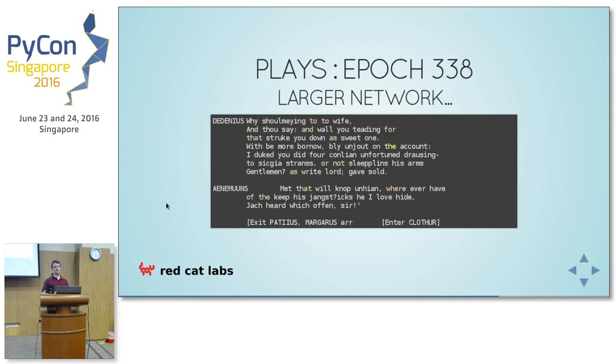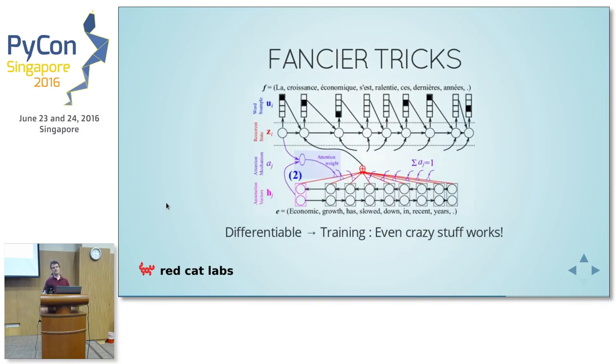This is a larger network looking at Shakespeare's plays. It actually understands somehow that it's got to introduce the characters and it's got to have some nice spacing, and it's still rubbish. But this is produced one character at a time, so it doesn't understand anything about sentences, and it's given no preconceptions other than Shakespeare's plays. Another thing you can do, in the same vein, is take an English sentence at the bottom and I want the French sentence at the top. And this is kind of crazy.